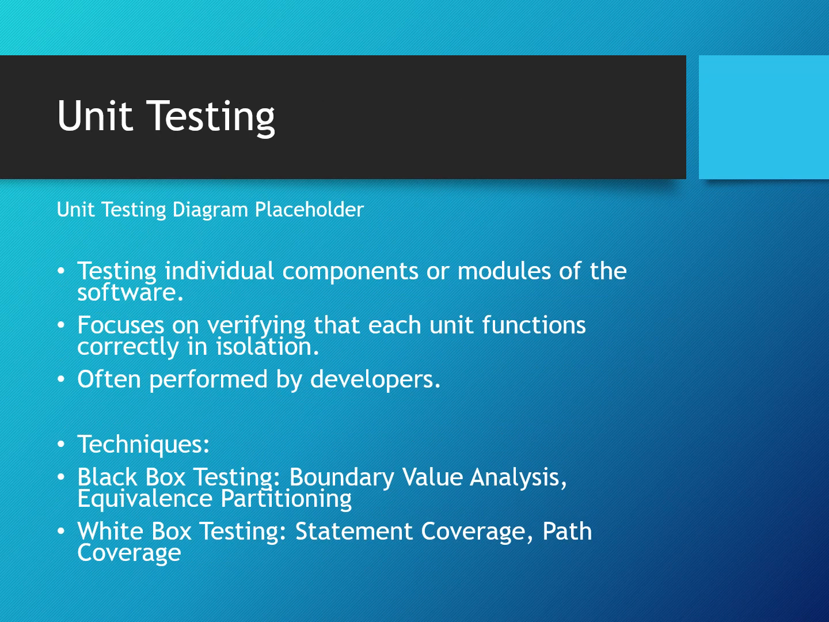Unit testing focuses on testing the smallest pieces of code, like individual functions or methods. It's usually done by developers right after writing the code. The goal is to catch bugs early before the code is integrated into larger modules. There are two types of techniques used here: black box testing, such as equivalence partitioning and boundary value analysis. Then white box testing, like statement and path coverage. This testing ensures that each component behaves as expected, making it a crucial first step in quality assurance.